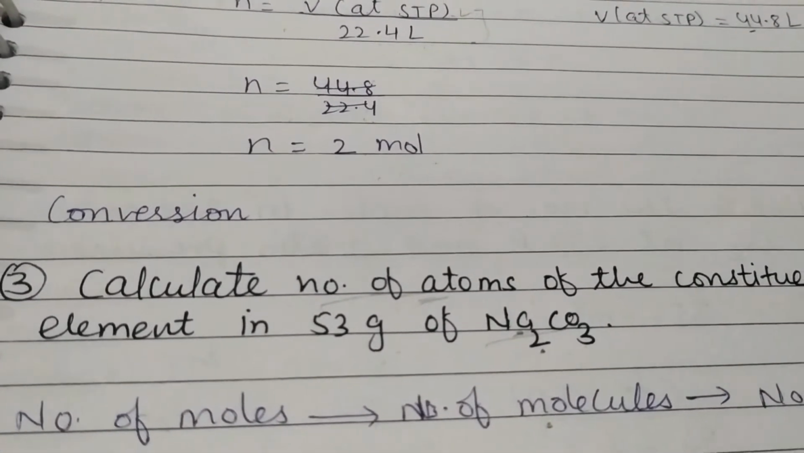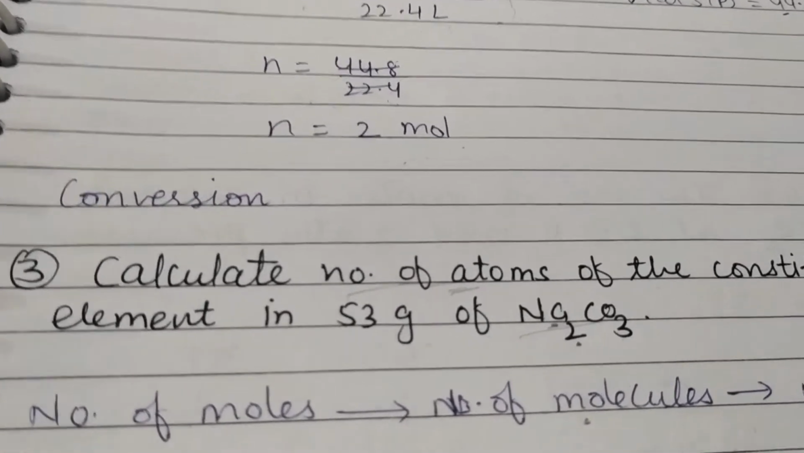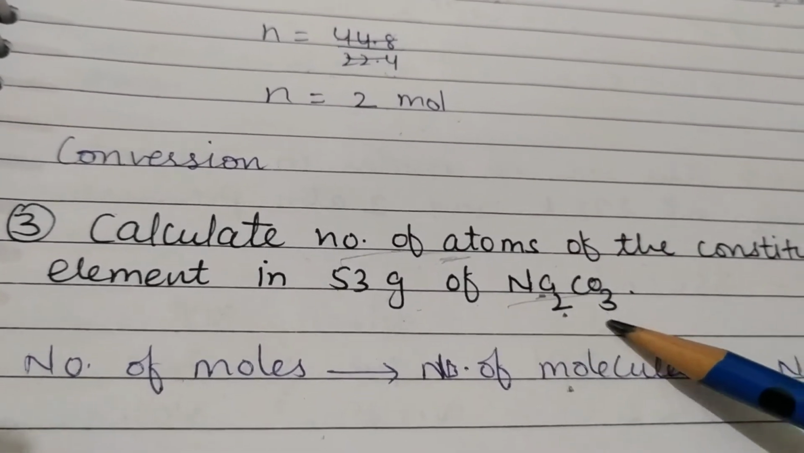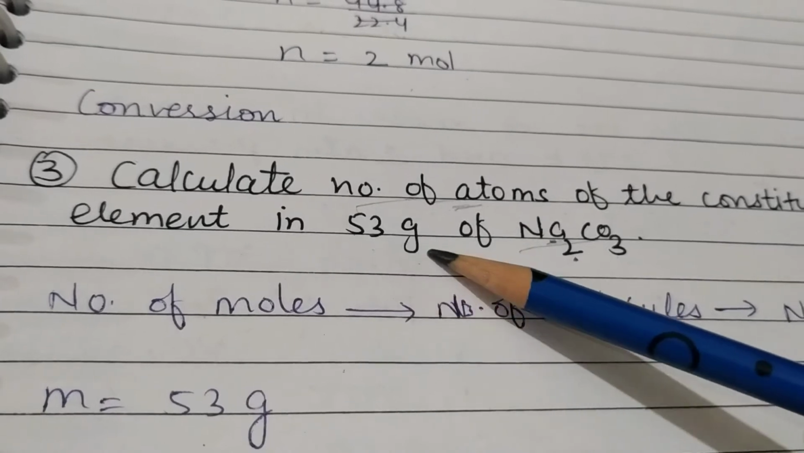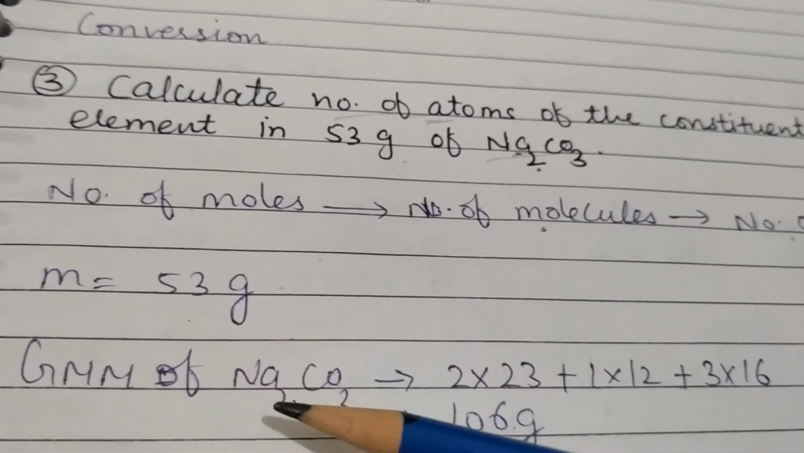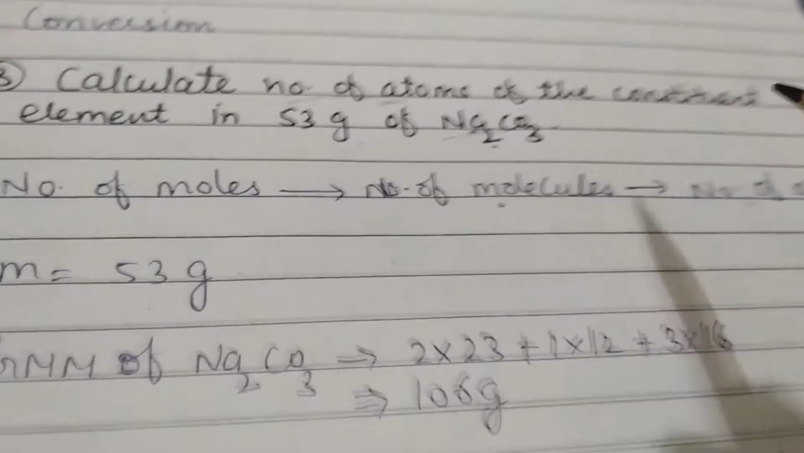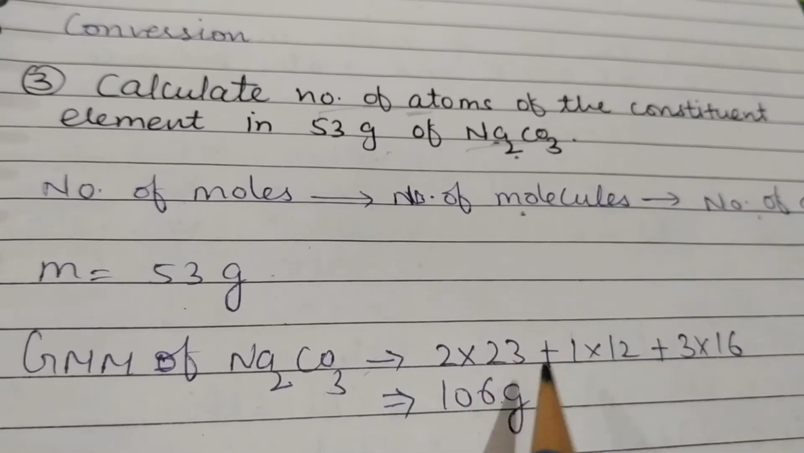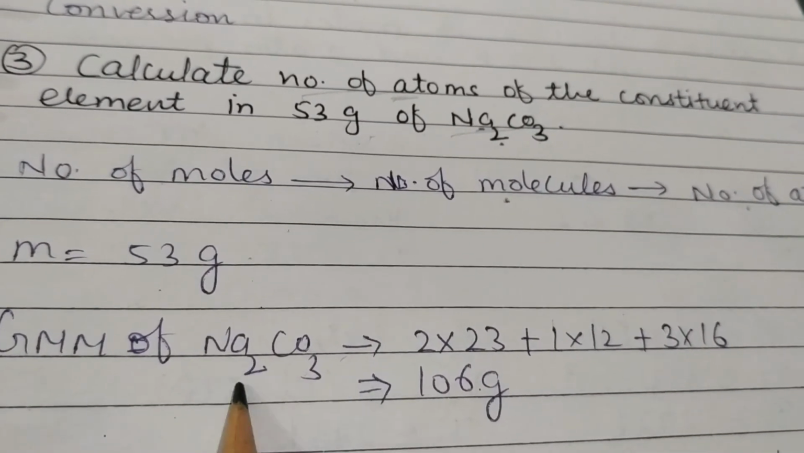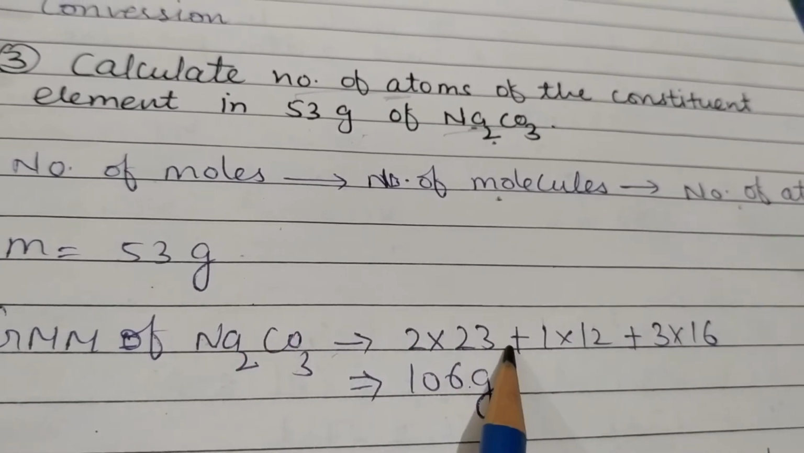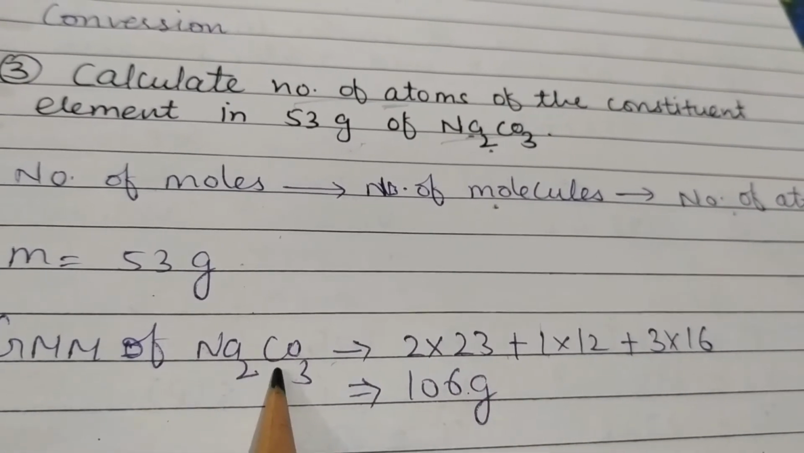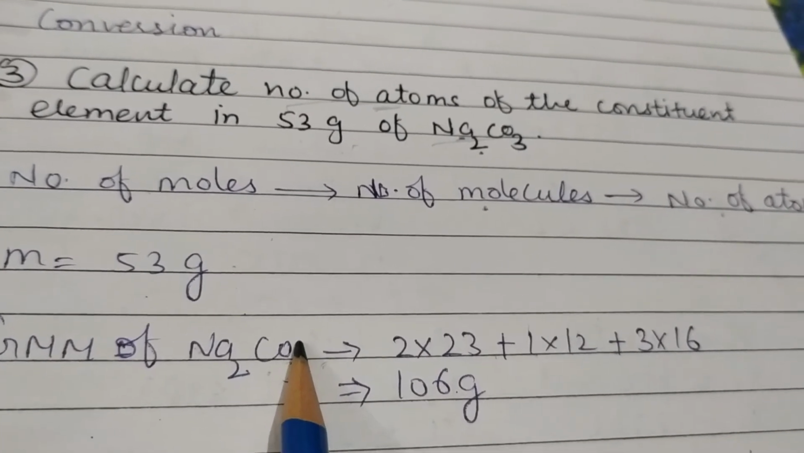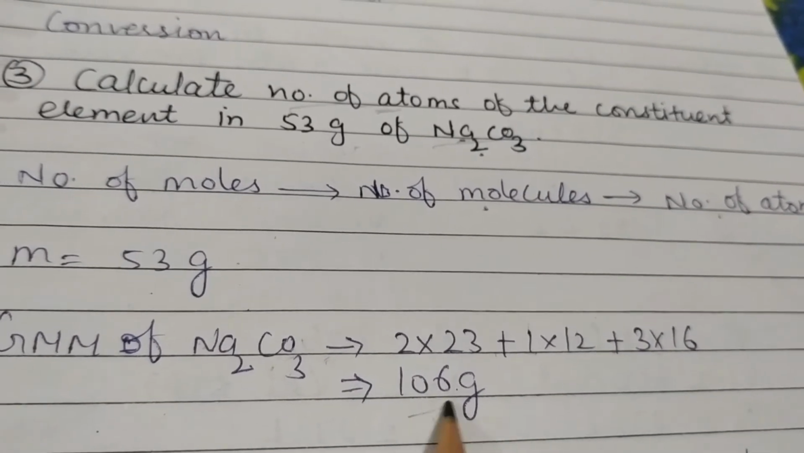तो नंबर ऑफ मोल्स कैसे फाइंड आउट कर सकते हैं? It is a molecule given to us, right? तो firstly we have to know the gram molecular mass of this molecule. So mass is given to us, 53 gram, and we need the gram molecular mass of sodium carbonate. I hope now you are able to find out the gram molecular mass of every molecule. So it will be 2 into 23 for sodium plus 1 into 12 for carbon. One atom of carbon is only there, plus 3 atoms of oxygen at 16 for oxygen, right? So it will be 106 gram.